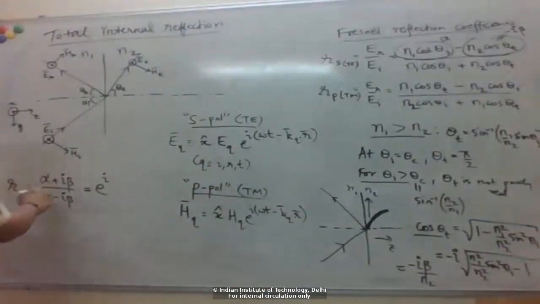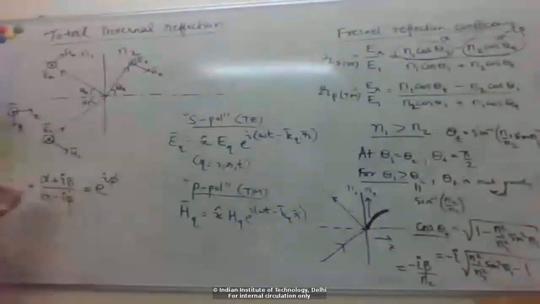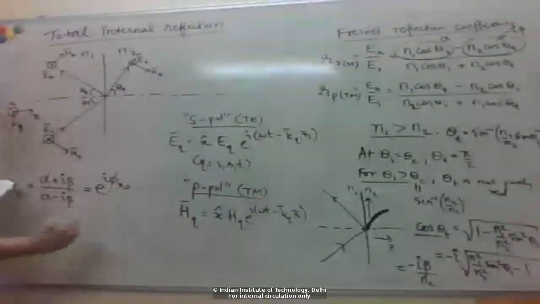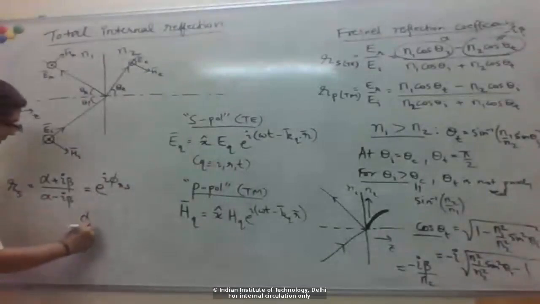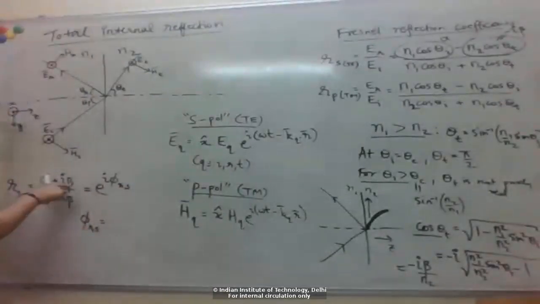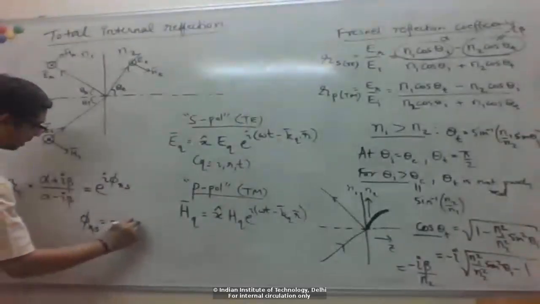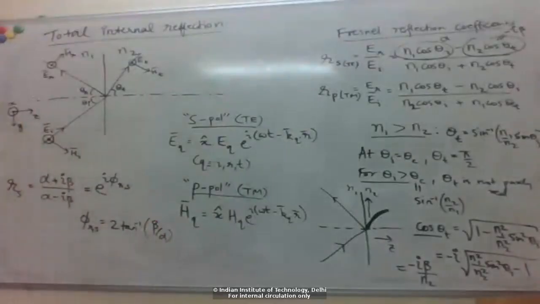Right. So this is purely a phase. The magnitude is 1, and there is a phase shift. And what is this phase shift? It's the angle of the numerator minus the angle of the denominator. So you can see that's 2 tan inverse beta over alpha, right?